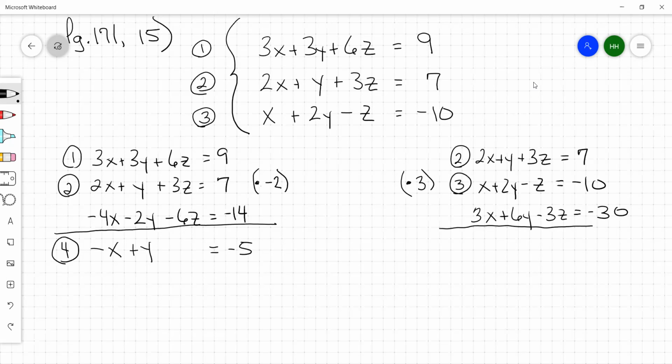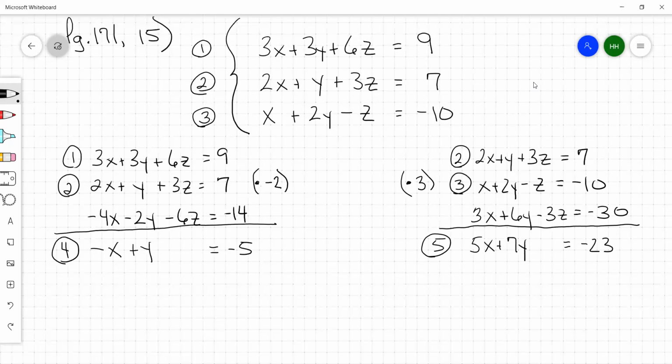And then we combine 2 and the new 3. So 2x plus 3x is 5x. Y plus 6y is 7y. We eliminated the z's, and we are equal to 7 minus 30 is negative 23. And we call this equation 5. We good? We better? We all right?